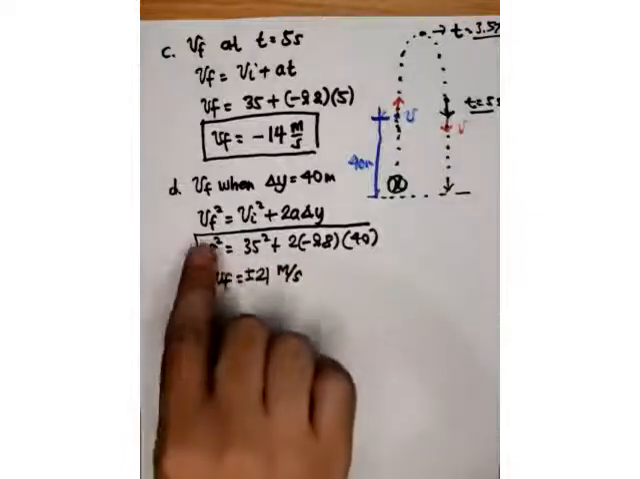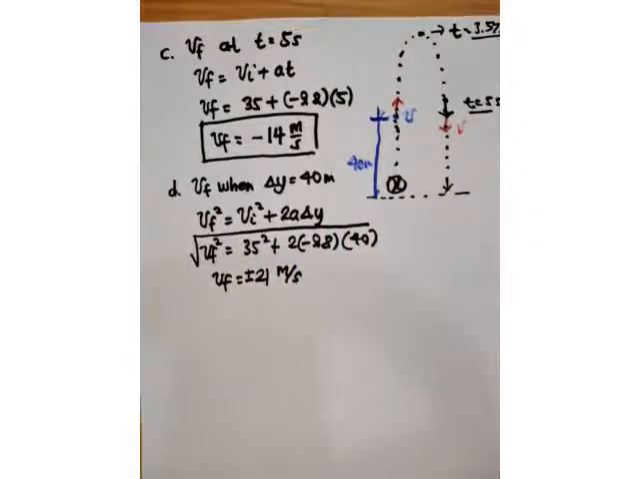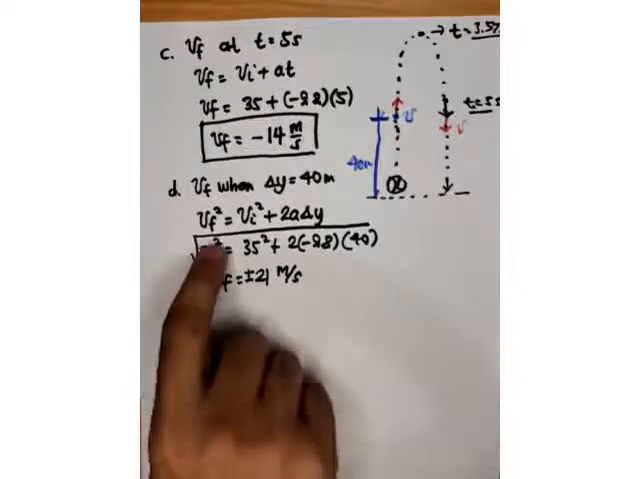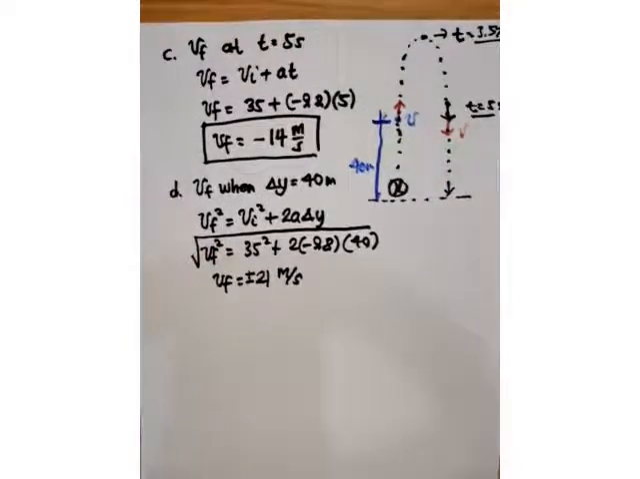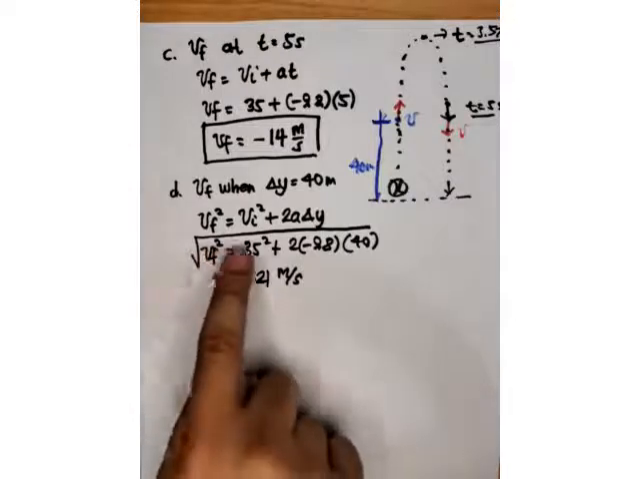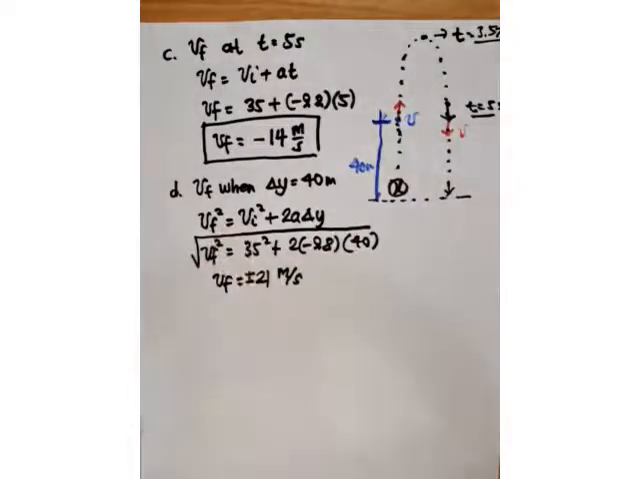Square root, kasi naka-square yung V final squared. So we need to square root it. Kailangan natin siyang i-square root para mawala yung squared nito. We square both sides. Ganyan lang ako mag-square both sides. Parang square mo siyang ganyan.